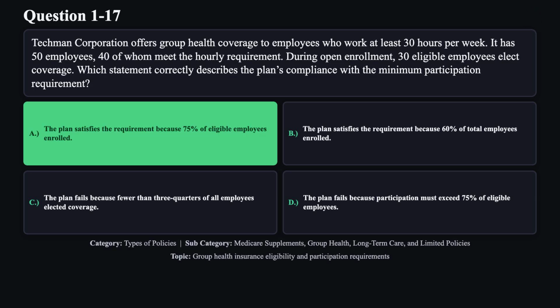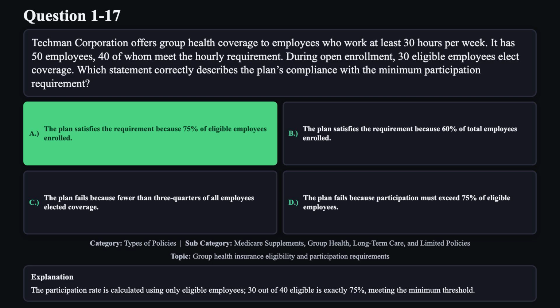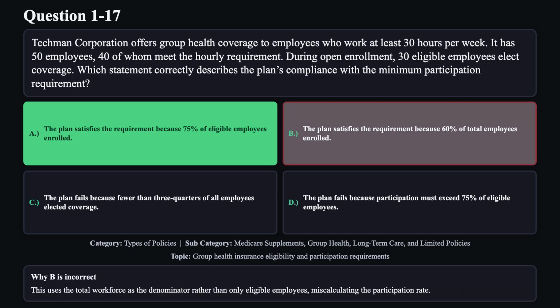The correct answer is A. The participation rate is calculated using only eligible employees. 30 out of 40 eligible is exactly 75%, meeting the minimum threshold. Reason B is not correct. This uses the total workforce as the denominator rather than only eligible employees, miscalculating the participation rate.